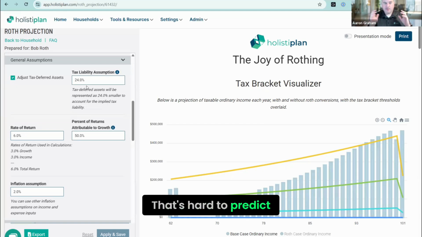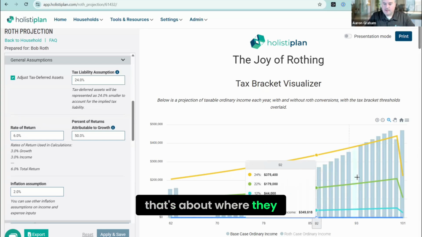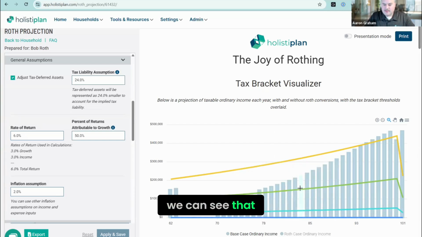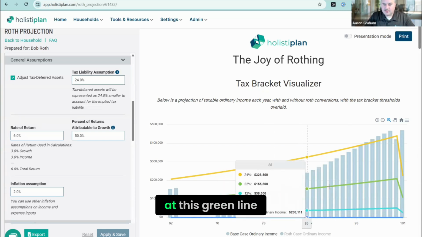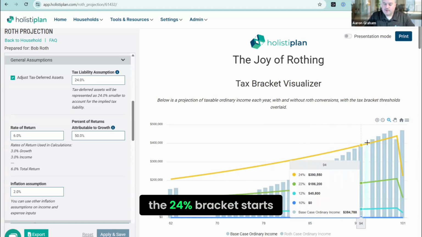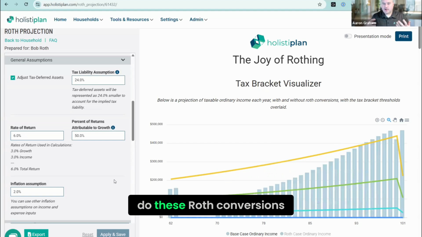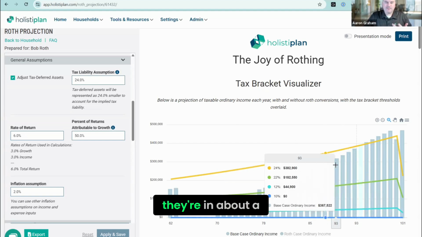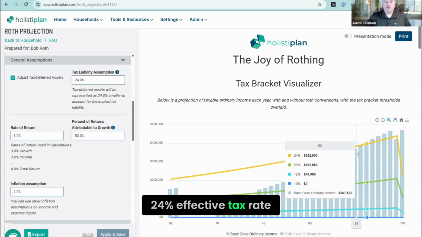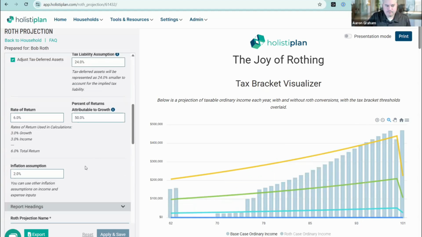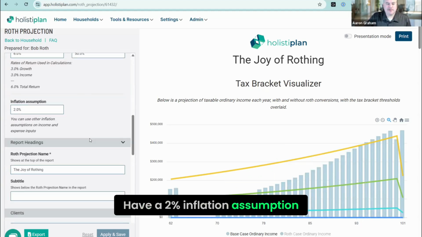That's hard to predict. We're just going to assume 24% for them because that's about where they end up landing here. We can see that the 22% bracket starts at this green line. The 24% bracket starts here at the yellow line. So if we don't do these Roth conversions, we're just going to say they're in about a 24% effective tax rate in the future. So that's why we picked 24 there. We have a 2% inflation assumption.